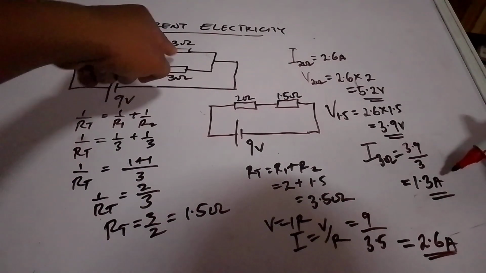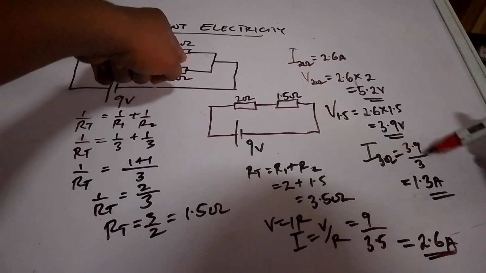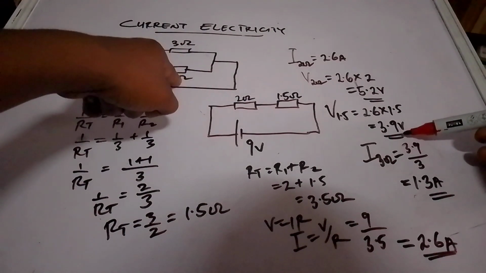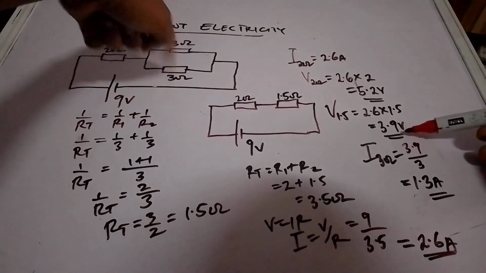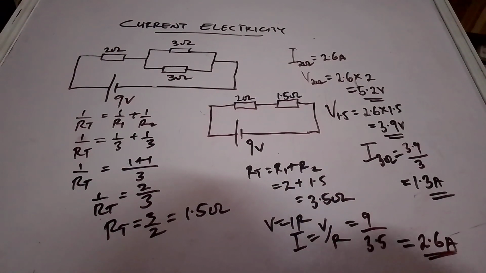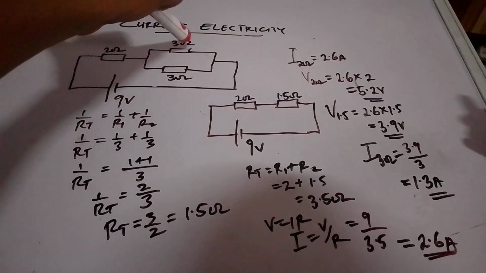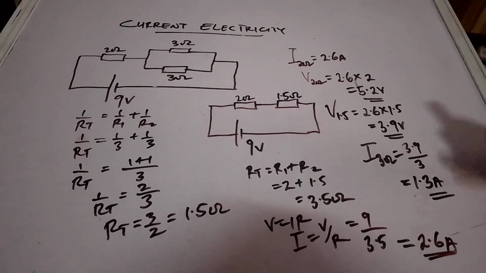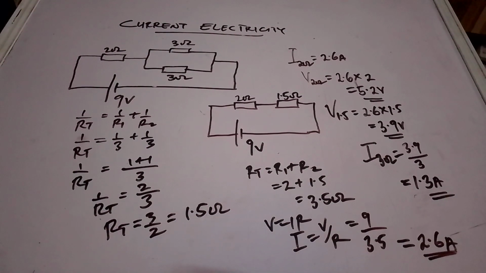What is the voltage across this place? The voltage across 3 ohms is 3.9. That's what we've calculated here. What is the voltage across this place? It is also 3.9 because the two of them are in parallel. And in a parallel combination, they are going to have the same voltage, just that the current will be different. So I expect the current to be different, but the reason why they don't have different currents is because they have the same resistance. If the resistance is not the same, the current will differ, and you'll be able to see the concept clearly.